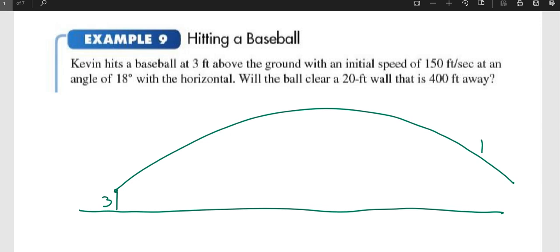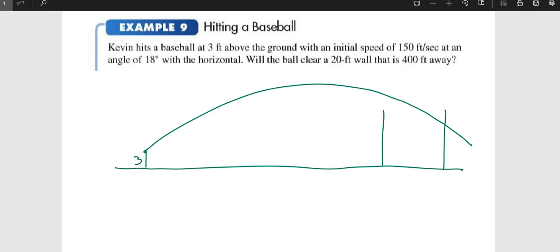If the 20-foot wall is here, do you think it's going to go over the wall, or will it hit it and fall back in? It'll hit it and fall back in. What if the 20-foot wall is here? Then you're good to go, right? So now we need to figure it out. How long will it take the ball to travel 400 feet?